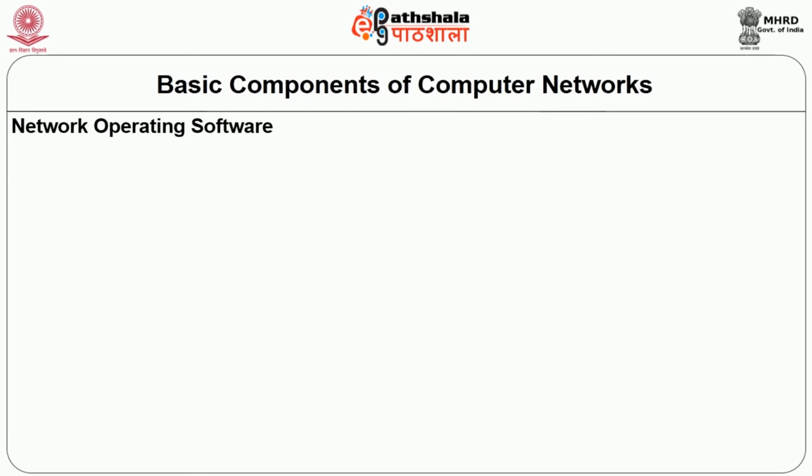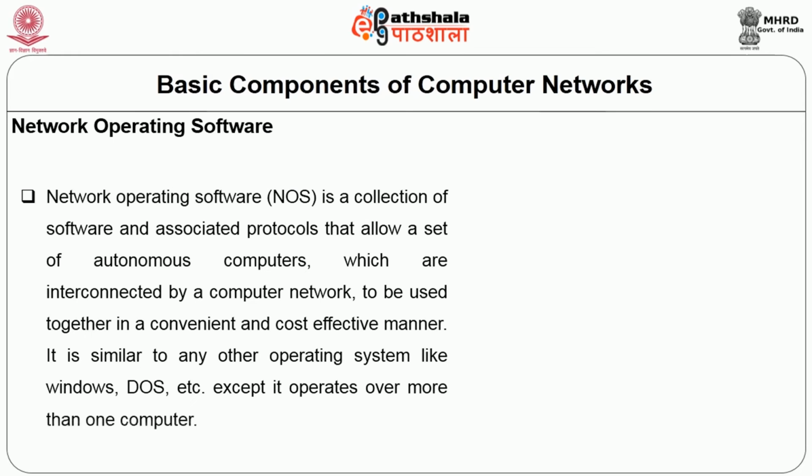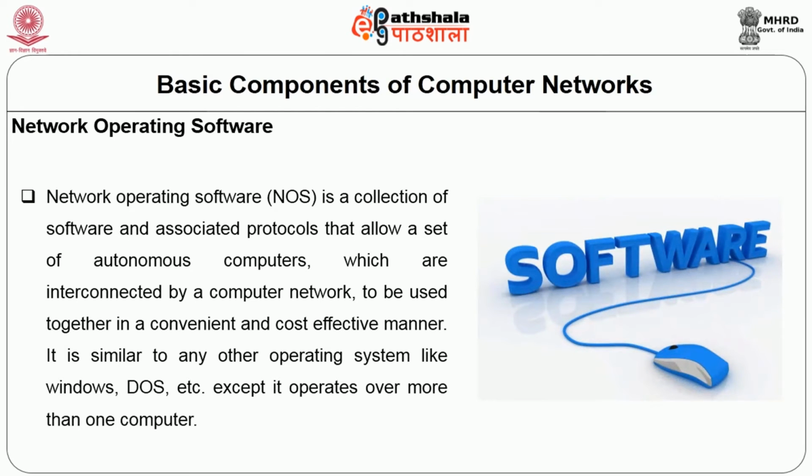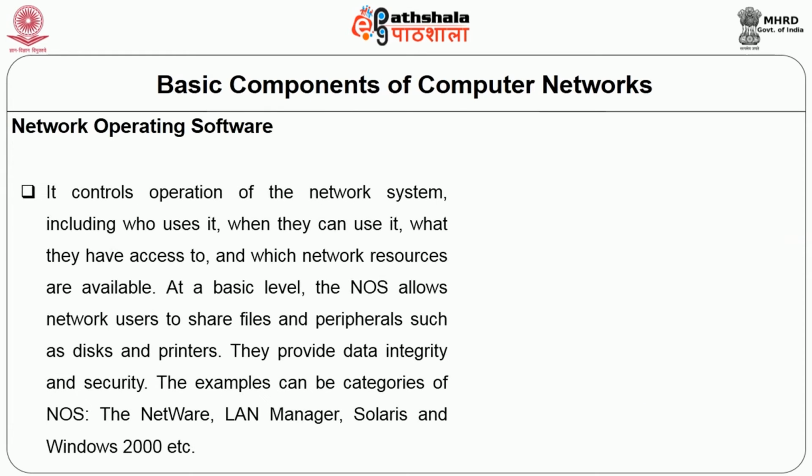Now looking into the other basic component of computer networks, network operating software. It is a collection of software and associated protocols that allow a set of autonomous computers which are interconnected by a computer network to be used together in a convenient and cost-effective manner. It is similar to any other operating system like Windows, DOS, etc., except it operates over more than one computer. It controls operation of the network system. It includes who uses it, when they use it, what they have access to, and which network resources are available.